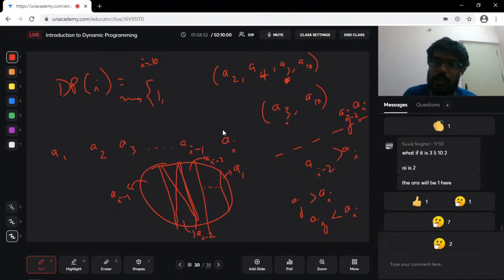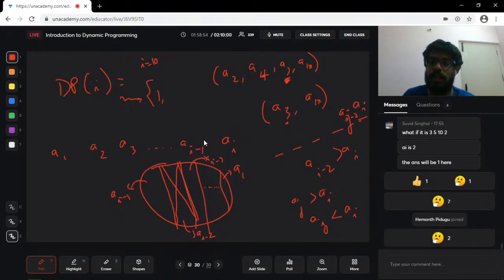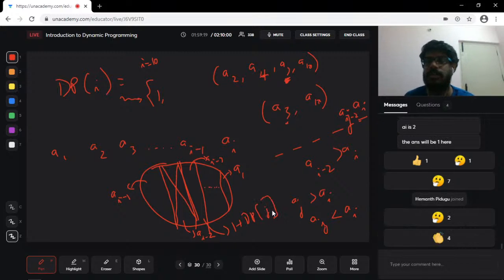And the question is, what is the longest amongst all of them? The point is that AI is common to all of them. If I take it out, I basically get all increasing subsequences which end at AJ. And what is the largest amongst all of them? It's just dp of j. And so the max in that bag will be 1 plus dp of j.